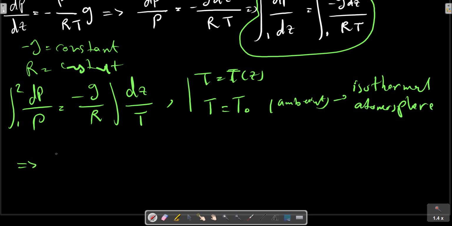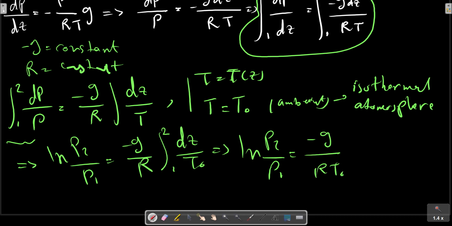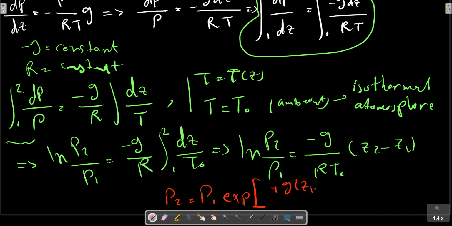So we can write ln(P2/P1) equals minus g over R times the integral from 1 to 2 of dz over T0, so minus g over R T0 times (z2 minus z1). This is the relation for the isothermal condition for pressure. We can also write it in exponential form: P2 equals P1 exponential of (z1 minus z2) g over RT0.